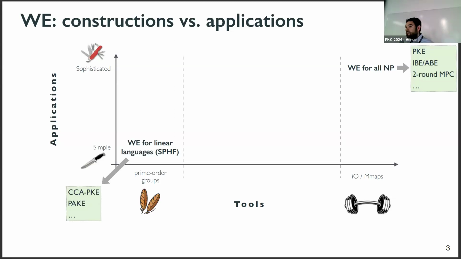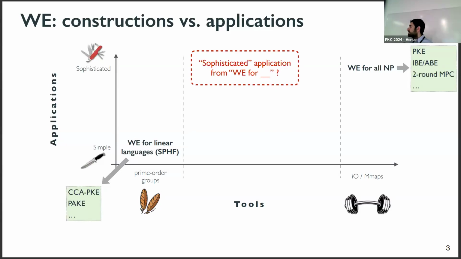On the other side of the spectrum, we actually knew for many years very simple witness encryption systems for simple languages such as linear computations over prime order groups, under the name of smooth projective hash functions. These can rely on lightweight objects, but they also imply simple functionalities such as CCA secure encryption or password authenticated key exchange.